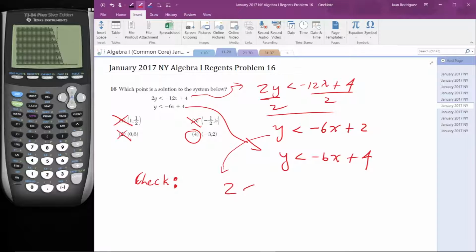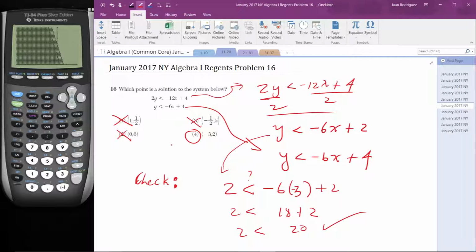So 2 is less than, with a question mark, negative 6 times negative 3, plus 2. So let's see, negative 6 times negative 3 is 18, plus 2 is 20. So 2 is less than this. And this is definitely true. So that is, in fact, the answer.